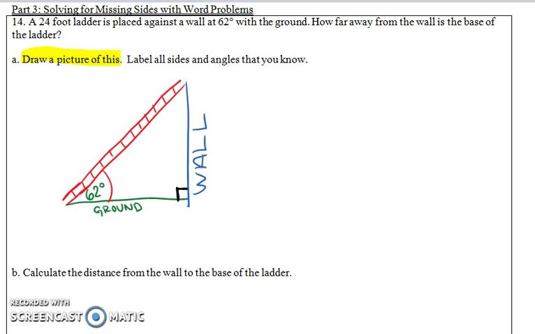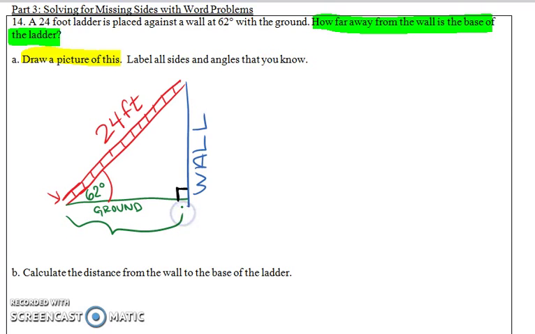We also know that the ladder is 24 feet long, so I can go ahead and label the ladder as 24 feet. But we don't know anything else. The question we are posed with is, how far away from the wall is the base of the ladder? So this would be the base of the ladder, and they're asking how far away the base of the ladder is from the wall. So they're actually asking, what is this green part here? What is x?